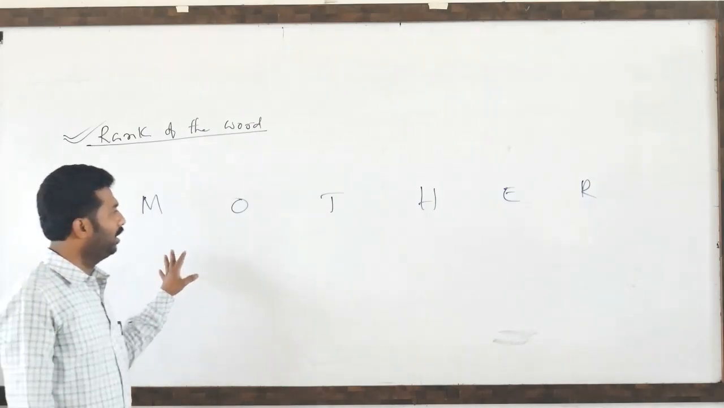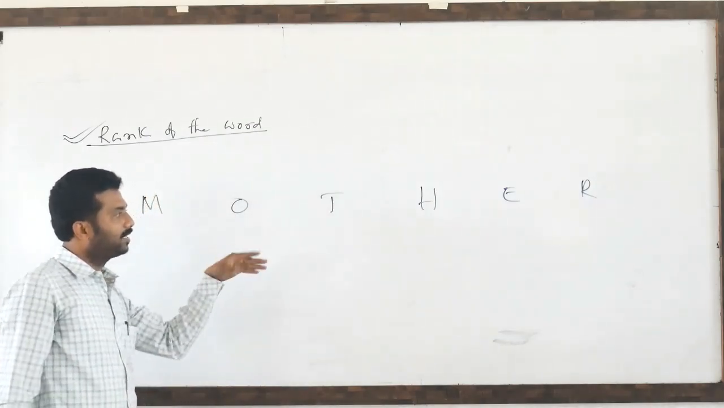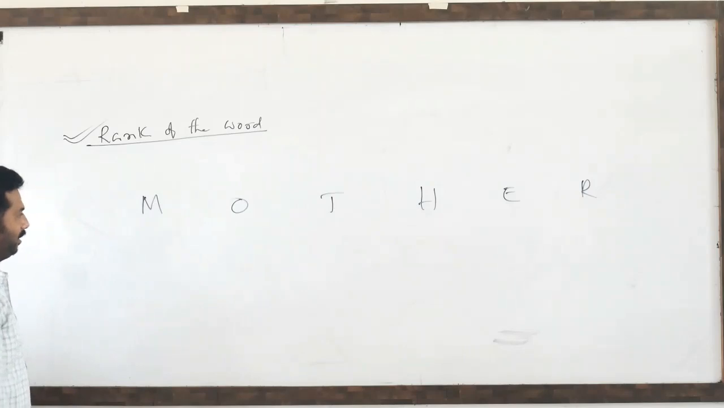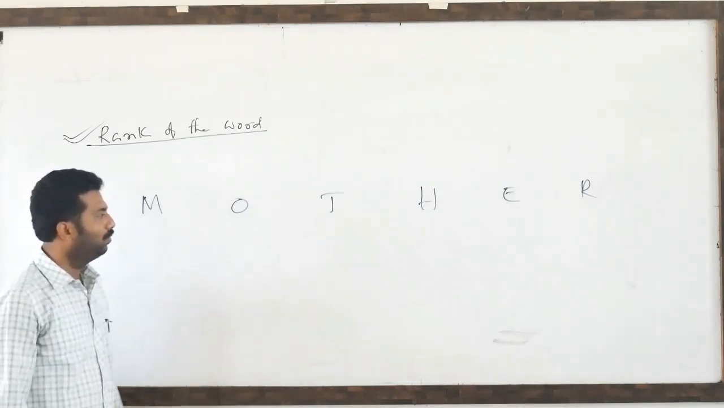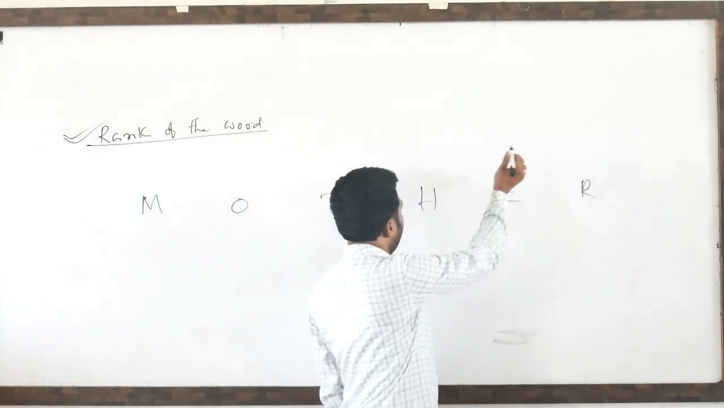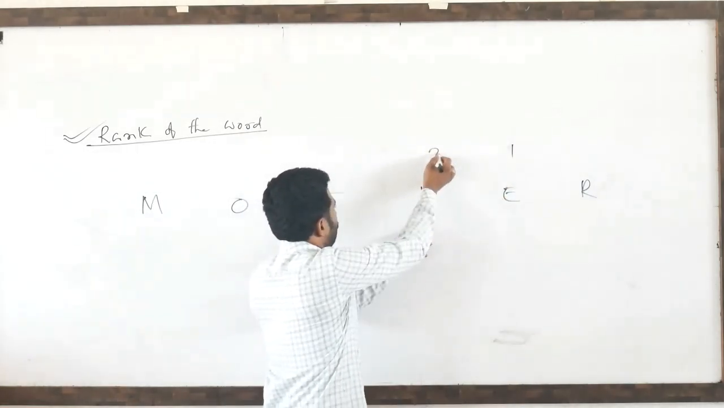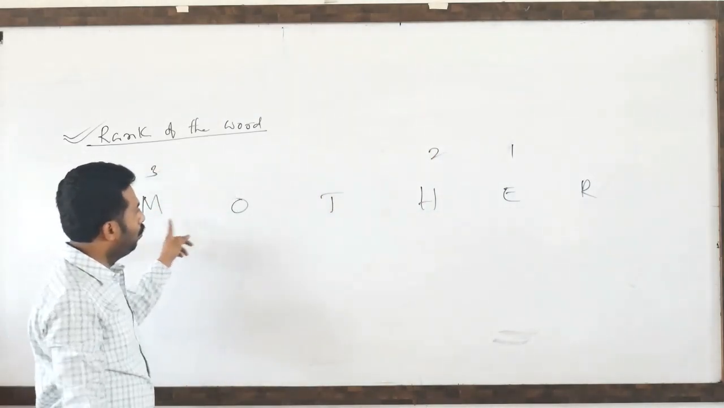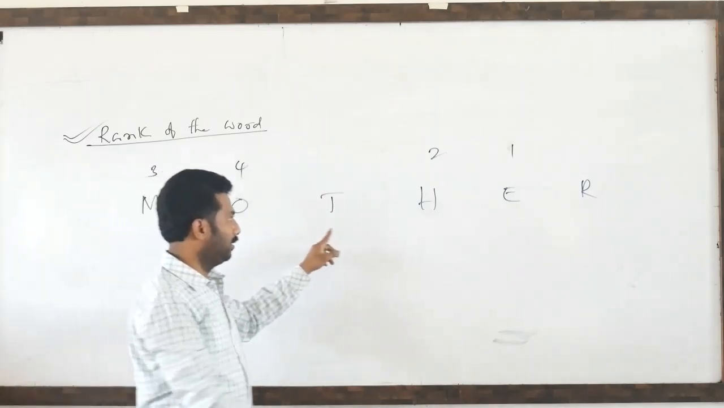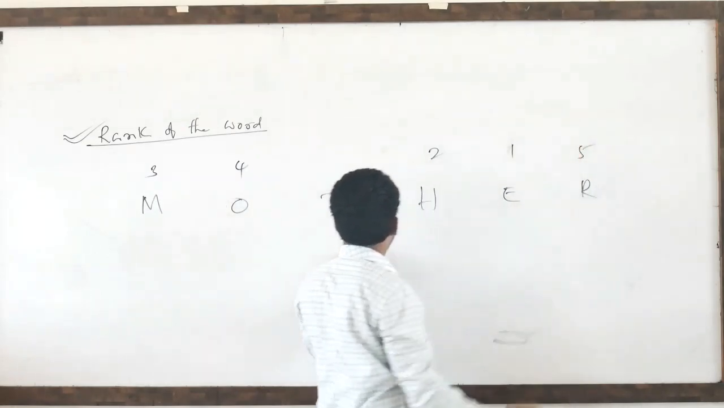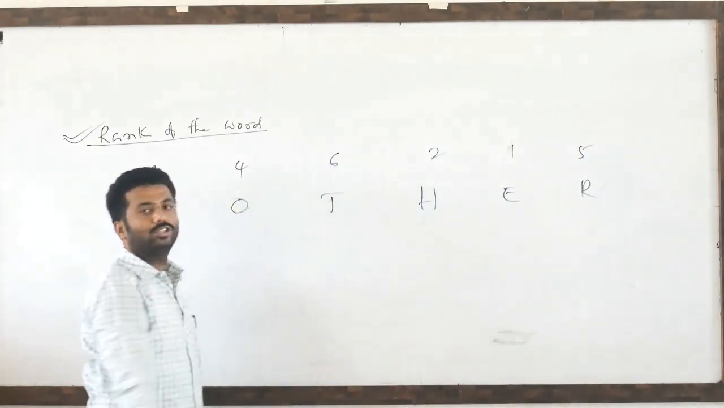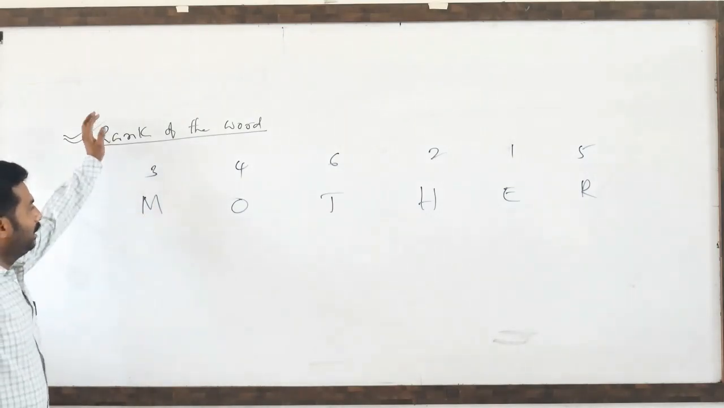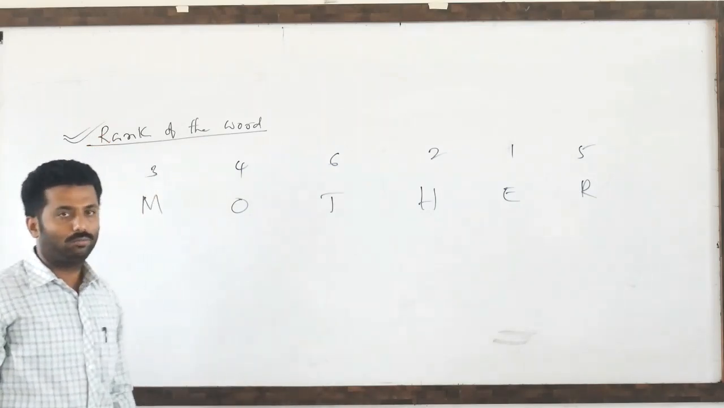Rank means, according to the dictionary, what is the position? If you arrange all these letters, if you mix them, then what is the position of MOTHER according to the alphabet dictionary? First we have to give ranking. A, B, C, D, E, F, G, H, I, J, K, L, M, N, O, P, Q, R, S, T. So this is the ranking. So 6 letters are there, 6 rankings we are giving, because in this word there are no repeated letters, no problem.